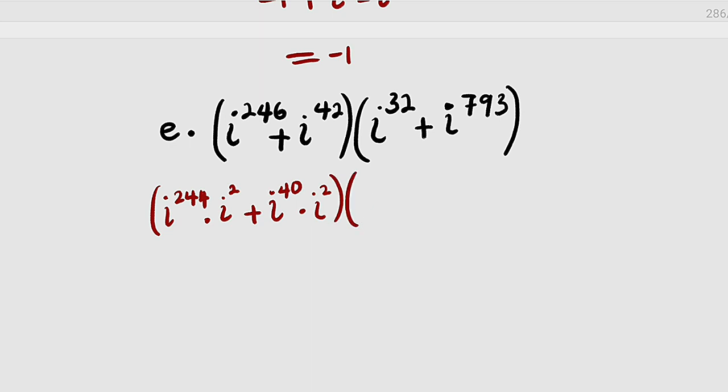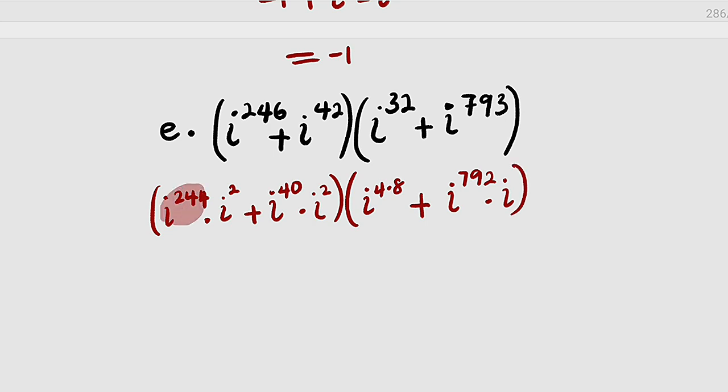Then the other bracket. 32 itself is a multiple of 4, so we can write it as i to the 4th power raised to the power of 8, or we can multiply by 8 because 4 times 8 is 32. It doesn't matter; once you have 1 here, raised to the power of 8 will still give us 1. Then plus the other part, which is i to the 793. 792 is a multiple of 4, so we can write it as i to the 792 multiplied by i to the first power, which is the same thing as i.